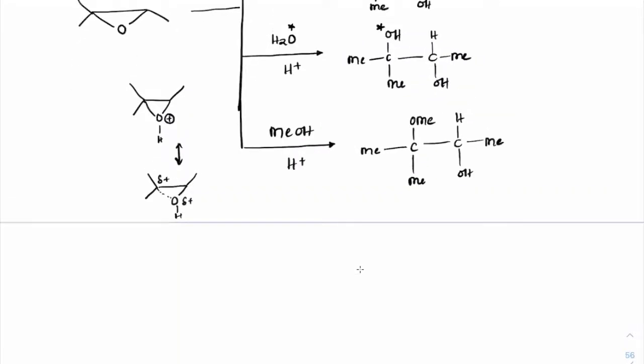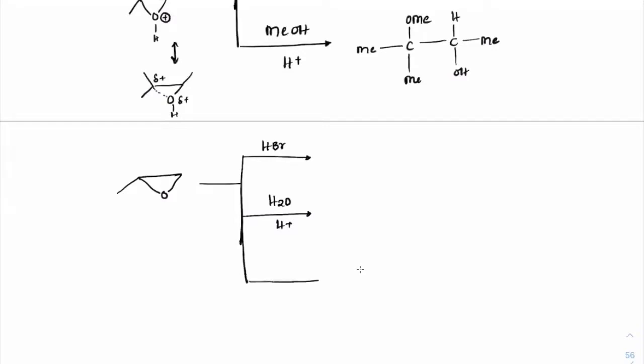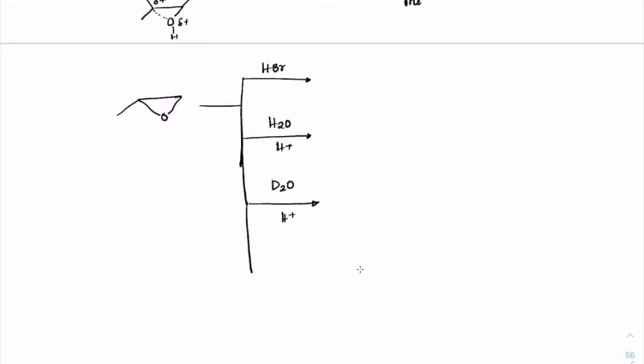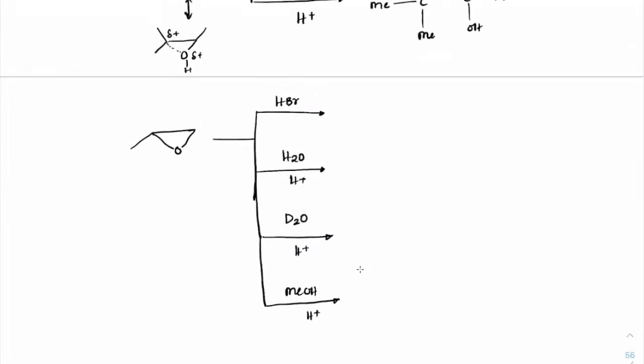On the same lines, in case the question is given with only one methyl group, the other side there are two hydrogens, and the same question is given with HBr and with H2O in H plus and D2O in H plus and MeOH and H plus. So guess what are the products here, everyone? Those who have understood, please keep writing the products.